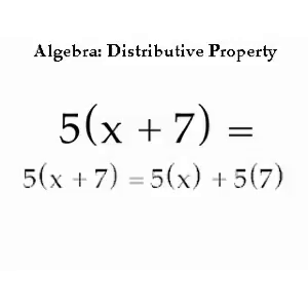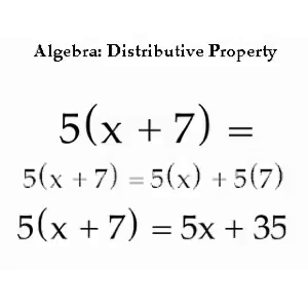5 times 7 is 35. So we're going to end up with 5x plus 35. We'll talk about like terms, why we can't add those together in a second.